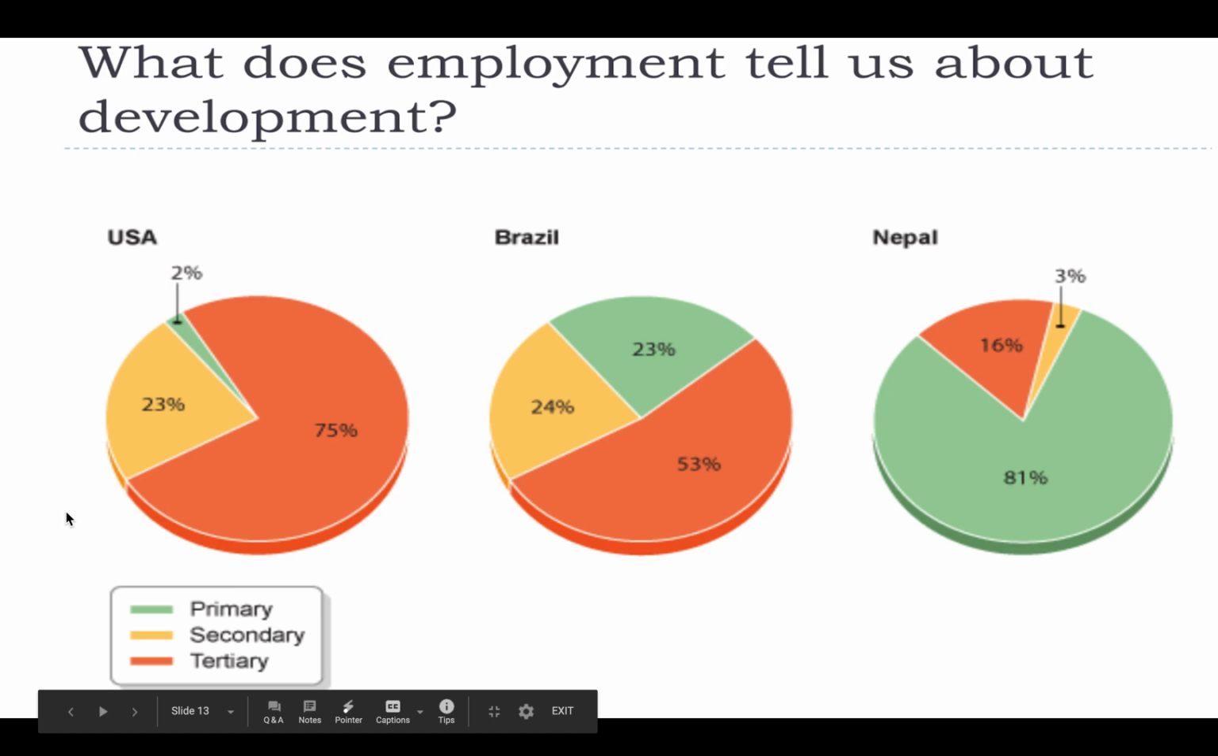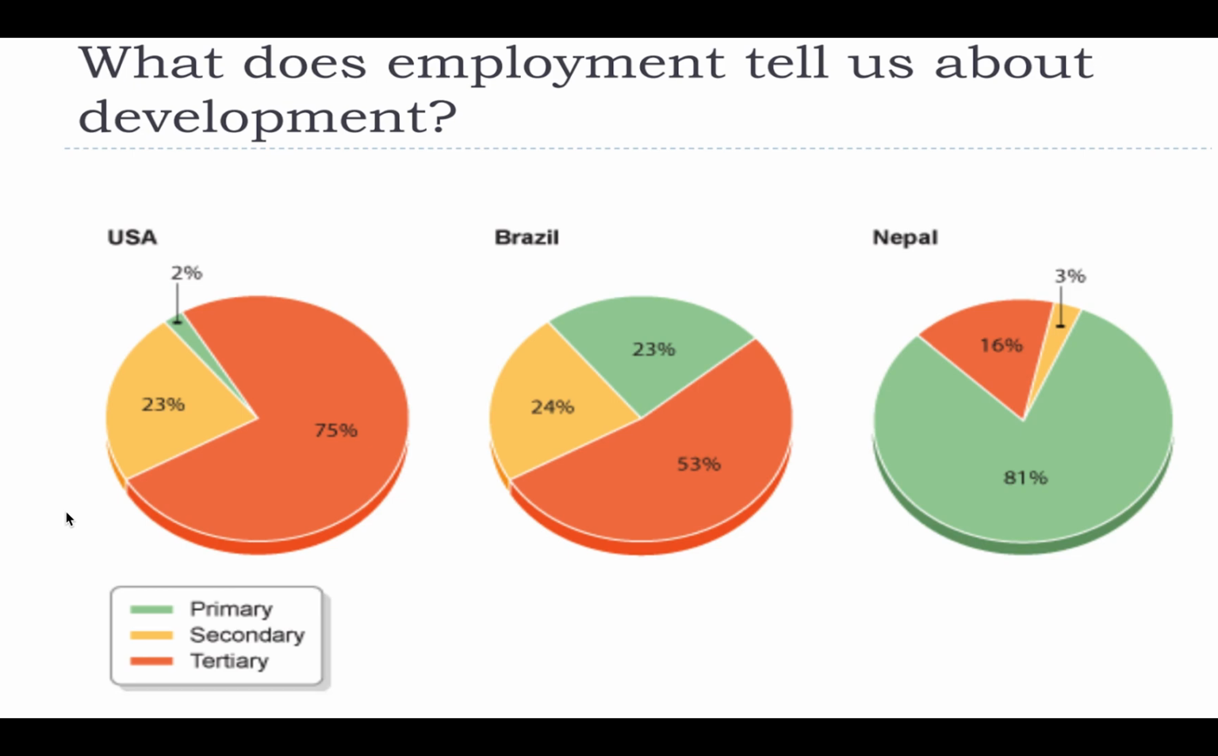What does employment tell us about development? Well, when we look at these pie charts, we can see that in the United States, over 75% of jobs are in the tertiary service sector. That tells us that there's advancement in education. It also tells us there's advancement in technology and healthcare services.